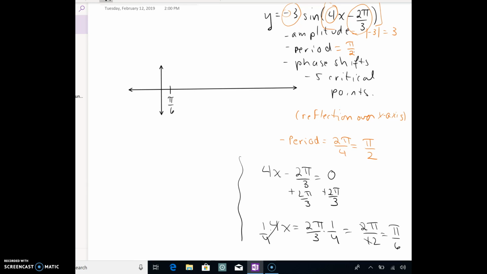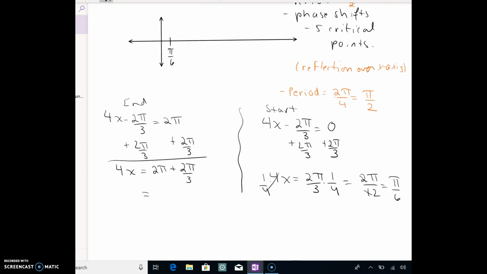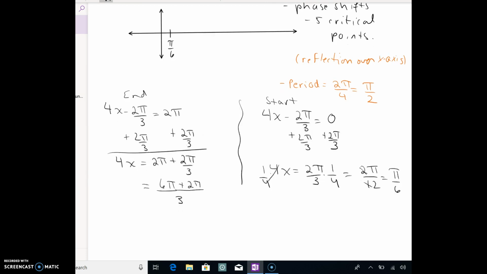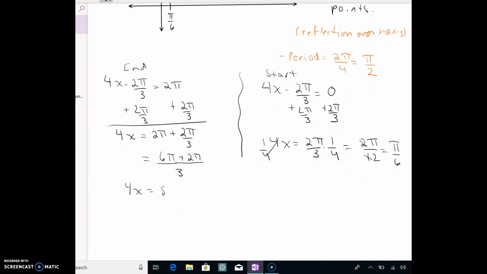Now our ending point we find by setting the argument equal to 2 pi, because our normal ending point is 2 pi, but now we're going to have a new one. We're going to start, we're going to end. We're going to set it equal to 2 pi, so we're going to start off doing the same thing we did before. I'm going to add 2 pi over 3 to both sides of the equation. And we have 4x is equal to 2 pi plus 2 pi over 3. Let's combine these on the right-hand side. That's the same thing as saying 6 pi plus 2 pi all over 3. And that's the same thing as saying 4x is equal to 8 pi over 3.